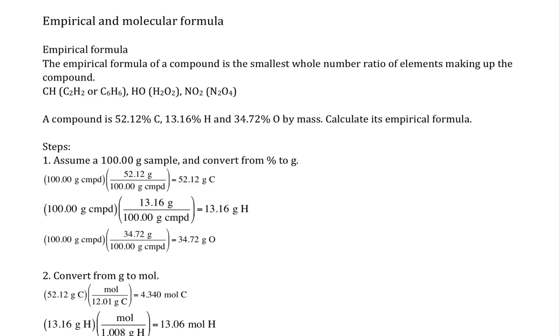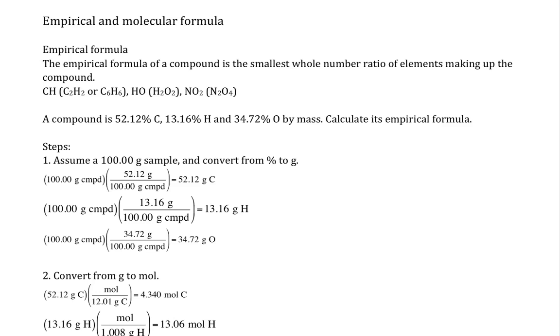It could be C6H6, which is another compound with the simplest ratio of 1:1. So the empirical formula is just the smallest ratio of those elements making up the compound. It doesn't mean that is how many atoms of each of those elements make up the compound. CH is an empirical formula. The real compound could be C2H2 or C6H6.